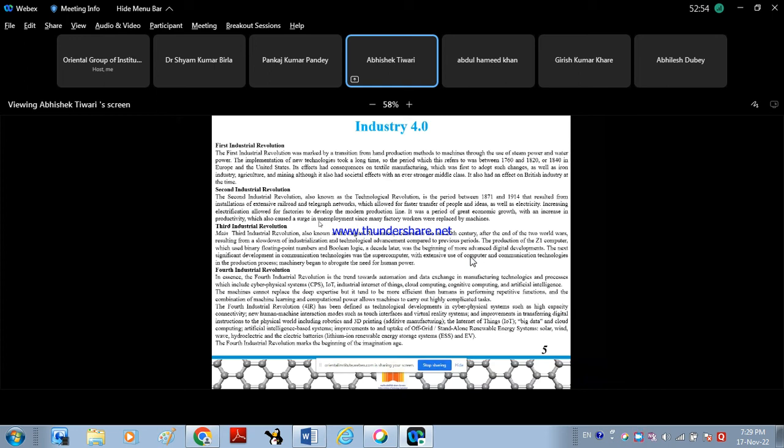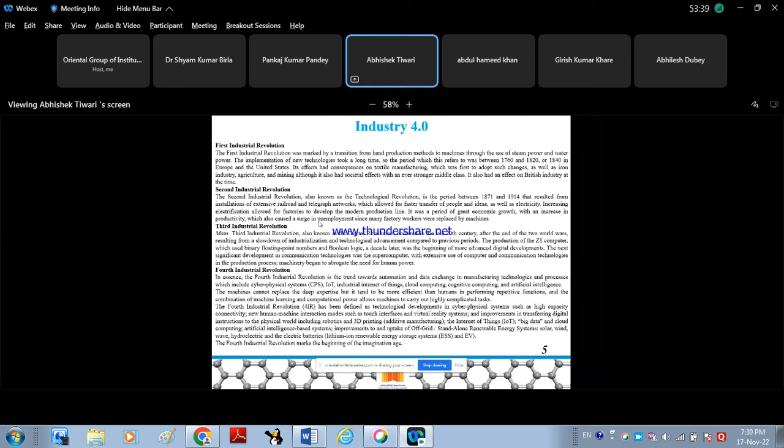And the fourth industrial revolution is the trend towards automation and data exchange in manufacturing technologies and processes, which include cyber physical systems, Internet of Things, industrial Internet of Things, cloud computing, cognitive computing, and artificial intelligence. The machines cannot replace deep expertise, but they tend to be more efficient than humans in performing repetitive functions. And the combination of machine learning and computational power allows machines to carry out highly complicated tasks.